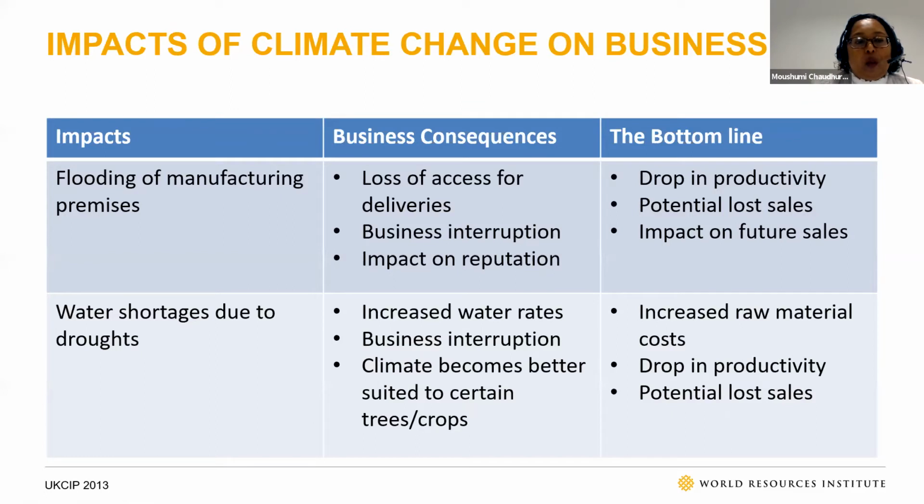Similarly, if we look at water shortages due to droughts, we could have increased water rates, which would make it expensive for businesses to produce certain things, which could lead to business interruptions. And as climate becomes better suited to certain trees and crops, businesses may have to actually change the types of trees and crops they rely on to produce certain products. All of these different impacts would affect the bottom line again, even similarly with floods. In terms of droughts, the way in which the bottom line would be affected would be increase in raw material costs, drop in productivity, and loss of sales.